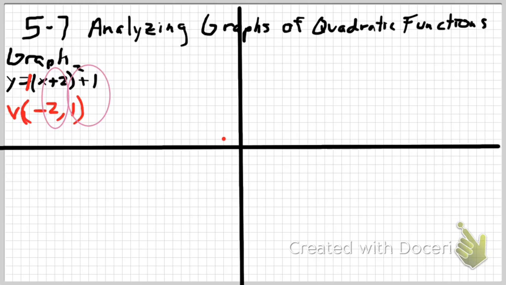So we plot our vertex at negative 2, 1. Everybody should be able to plot a point. From there, we're going to take our 1, 3, 5, 7 times a. A is 1, so it's going to stay 1, 3, 5, 7. So from our vertex, we're going to go up 1, up 3, up 5, up 7, and we connect those dots.